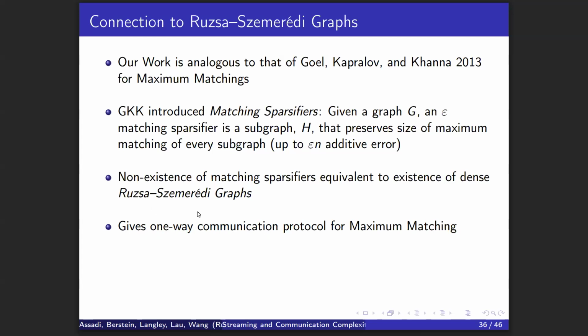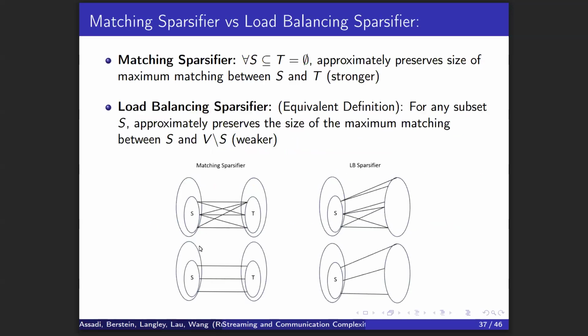So these are a very important class of graphs. And then they show that by constructing dense Ruzsa-Szemerédi graphs, they can give lower bounds on the one-way communication complexity for the maximum matching problem. So our result is essentially analogous to their results in the load balancing setting.